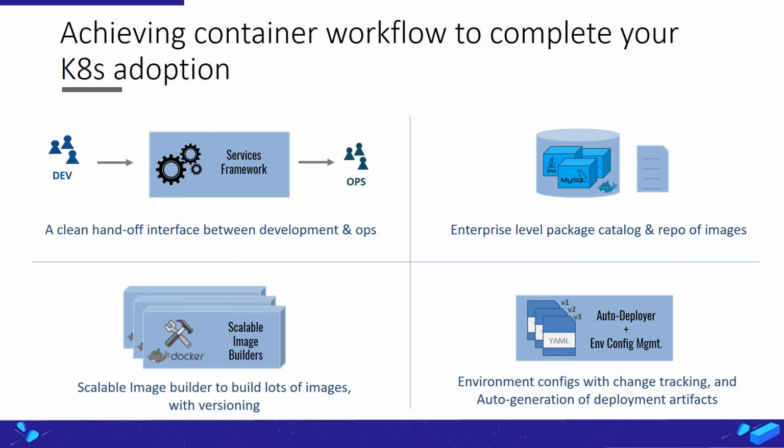And this whole configuration thing is something that has tripped up a lot of us. You have some differences in configuration between environments because of which it doesn't work, and so on. So you need to have a robust configuration system with change tracking. And finally, you need some way to automatically generate your kube specs, your deployment artifacts, so that you can have a seamless delivery. So those are the 4 key pieces which will help us complete the application delivery in order to complete the Kubernetes adoption.